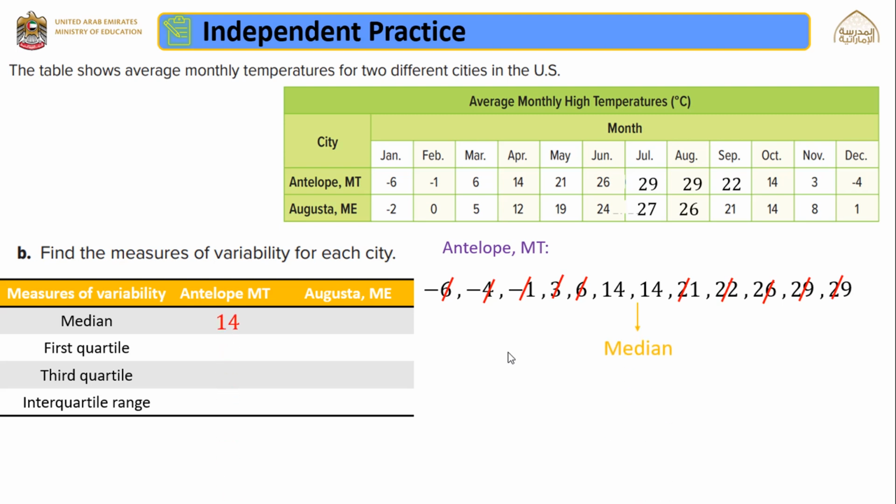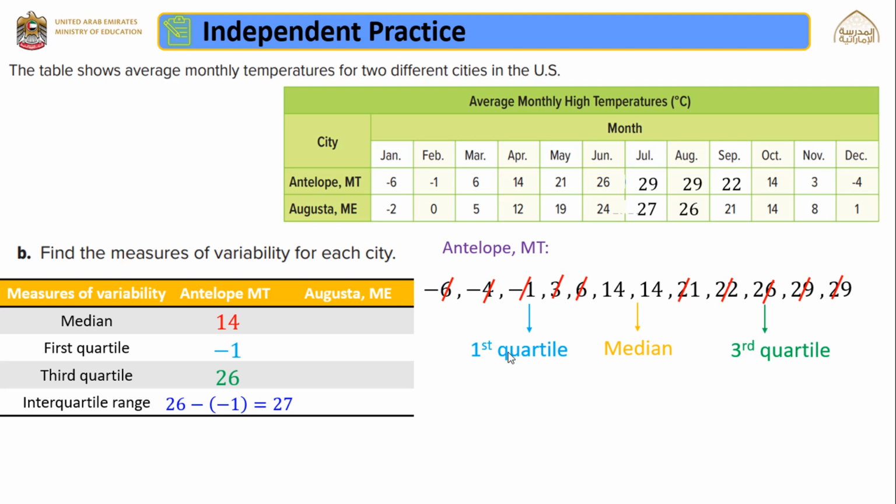The median is 14. The first quartile is the median of the lower half, and the third quartile is the median of the upper half. The interquartile range is the difference between the third quartile and the first quartile, which is 26 minus negative 1 equals 27.